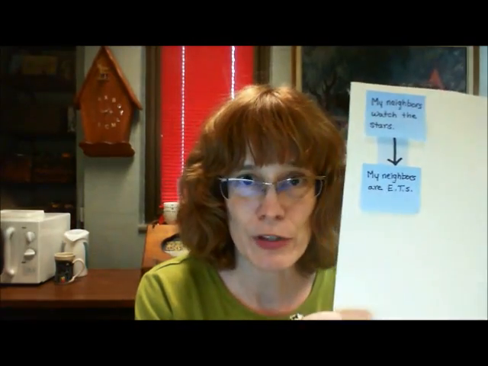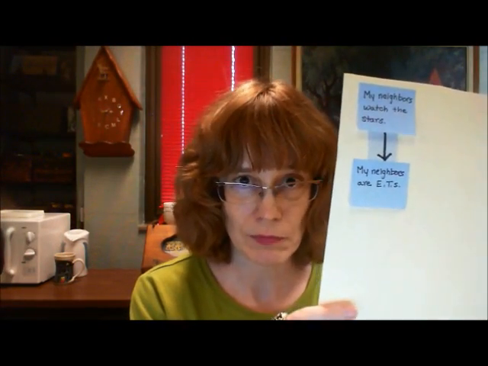The first way that 2 ideas were related to each other that we reviewed was this reason-conclusion relationship. Knowing that my neighbors watch the stars, I concluded from that little arrow that my neighbors are extraterrestrials. Right? That was the first relationship that we saw.